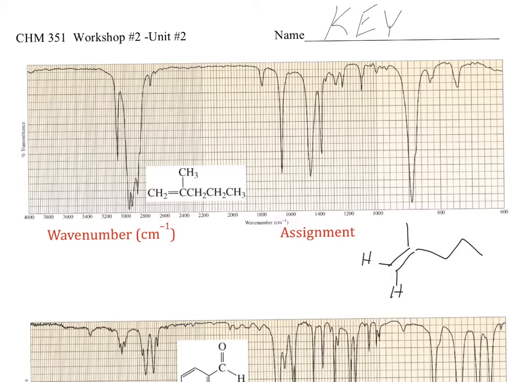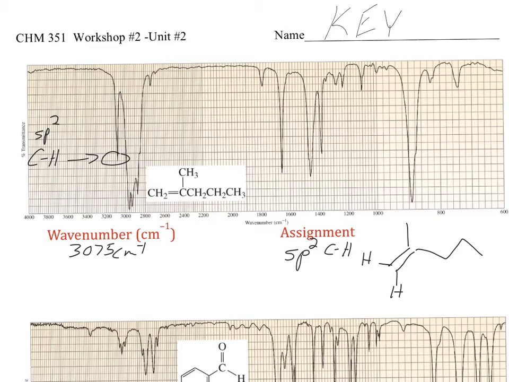When you're given the structure like this, I'll look at this first and then go to the IR to find which peaks make sense. So here I would say, I know I have sp2 hybridized CHs. That's what these are, sp2 CHs, and sp2 CHs are always above 3,000. So this peak, I would say, is a CH stretch, but it's that sp2 CH stretch.